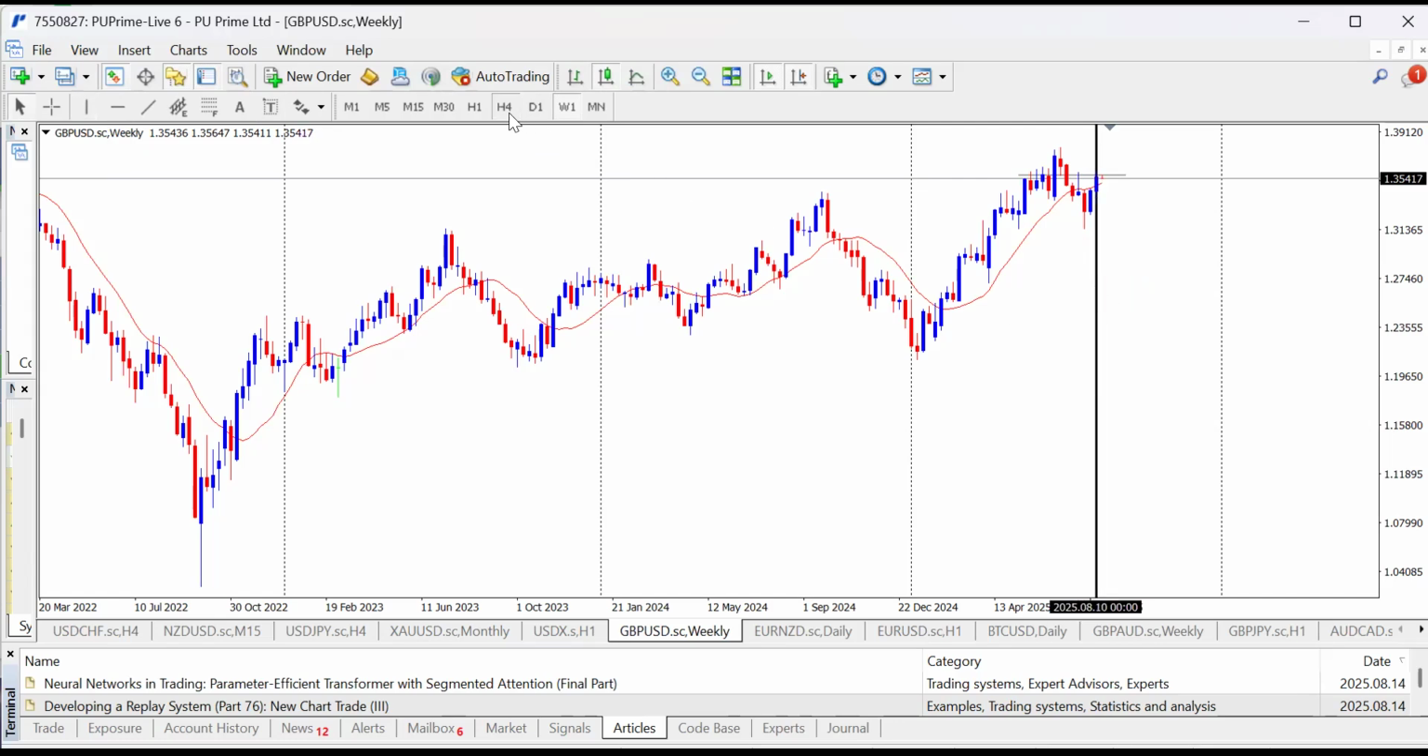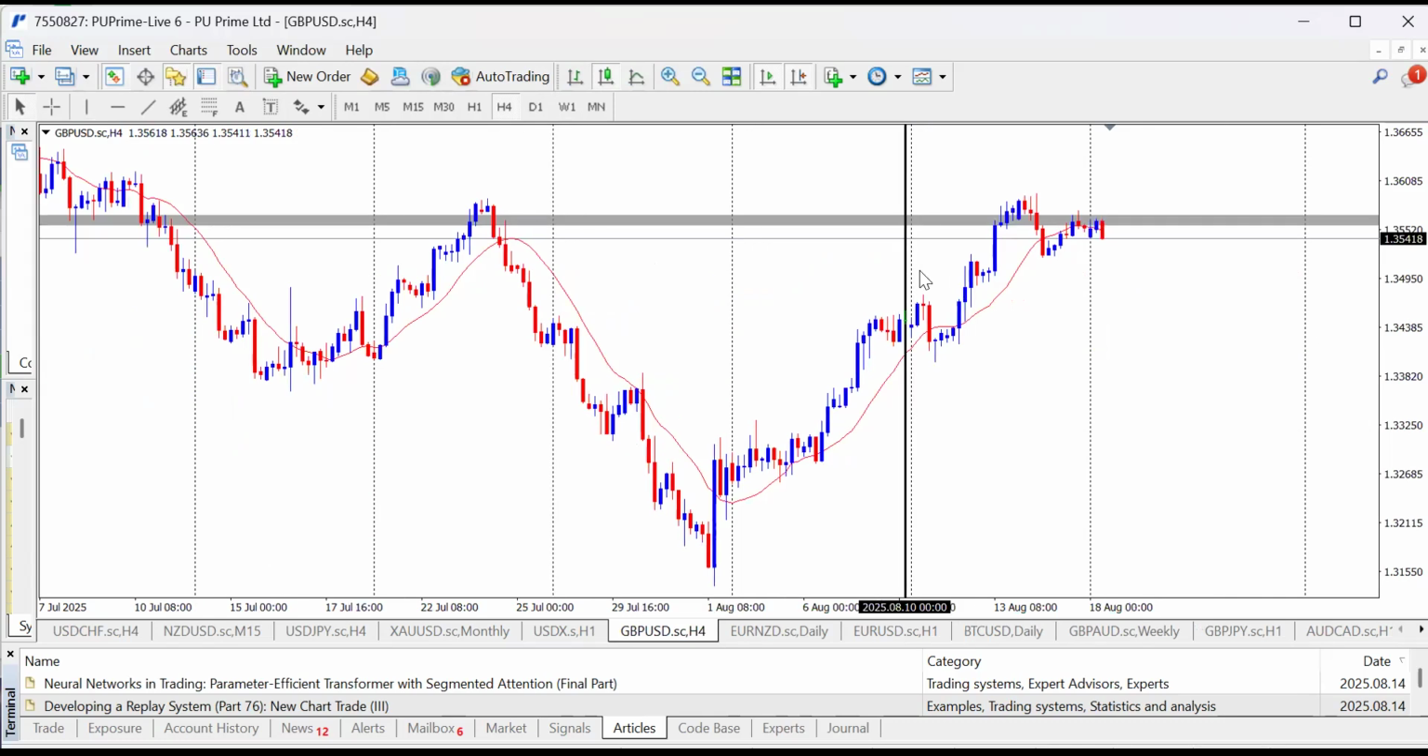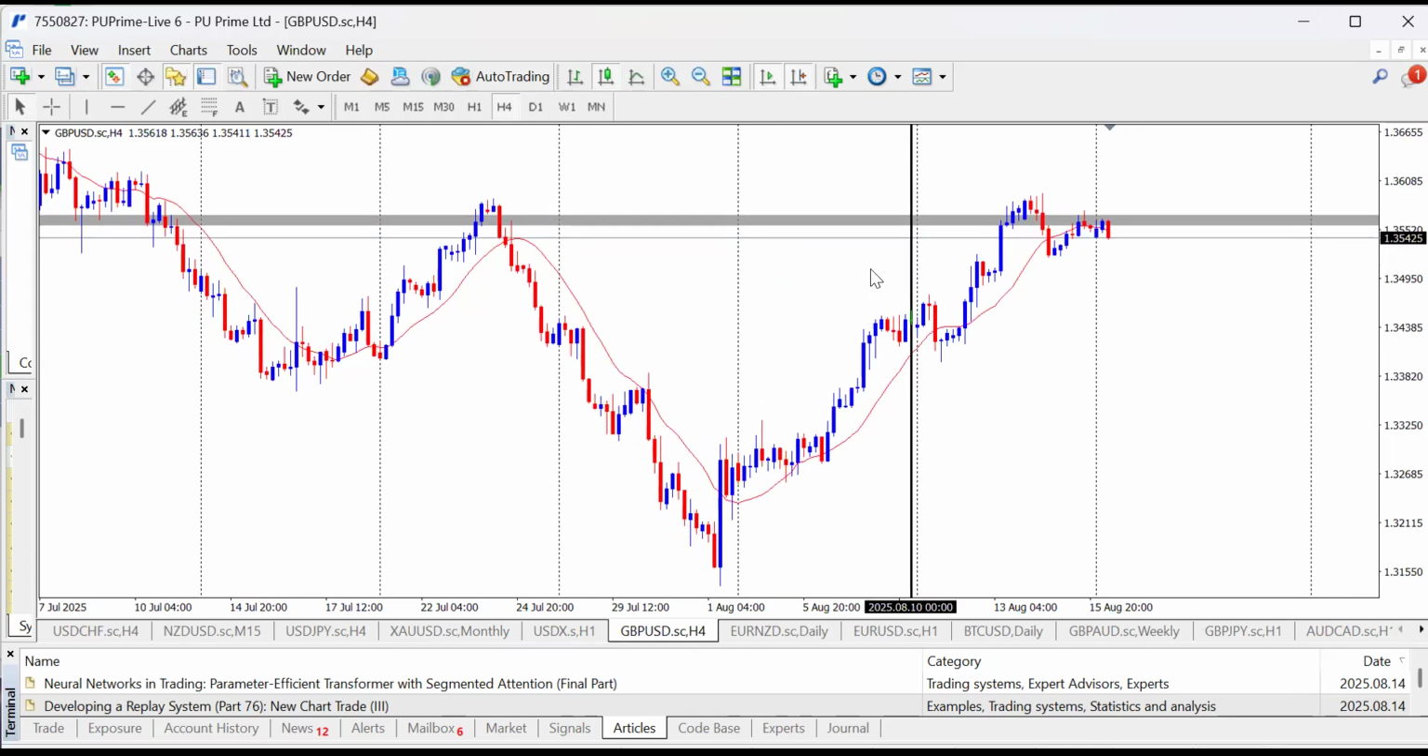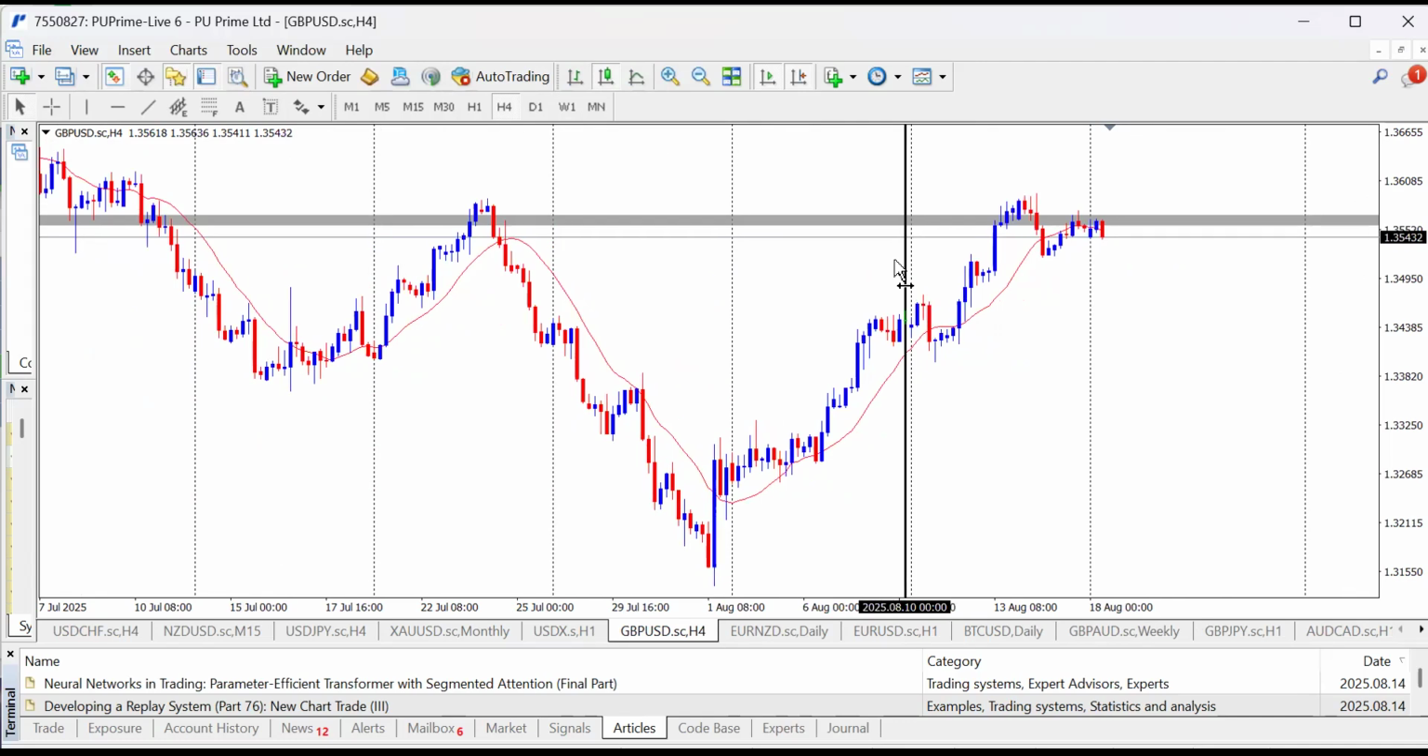right? So we go to 4 hours. On 4 hours time frame, you can see that rejection is just a minor rejection. And from here, you can see market took out this high and we didn't break any low here. We just retraced to that.